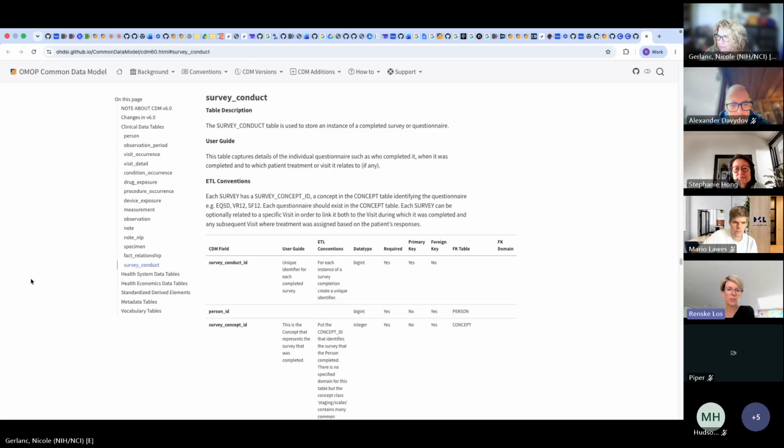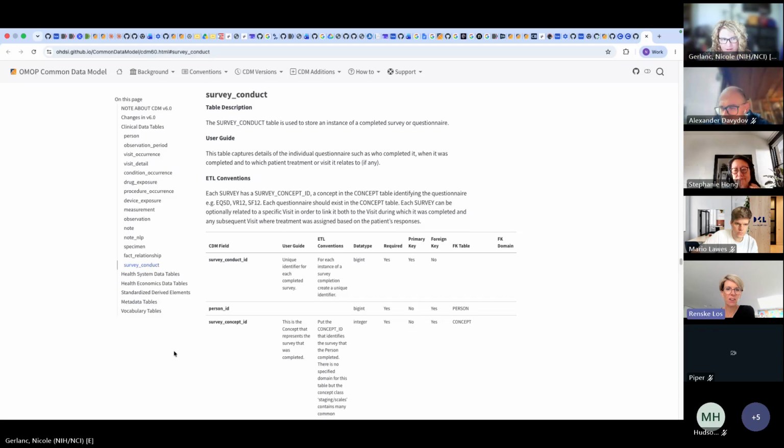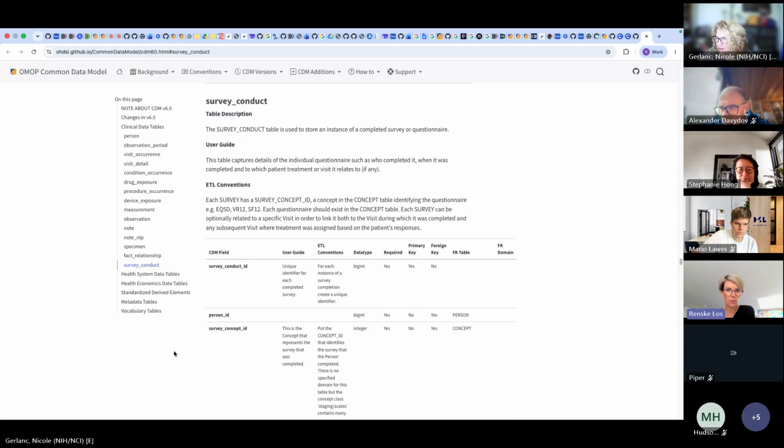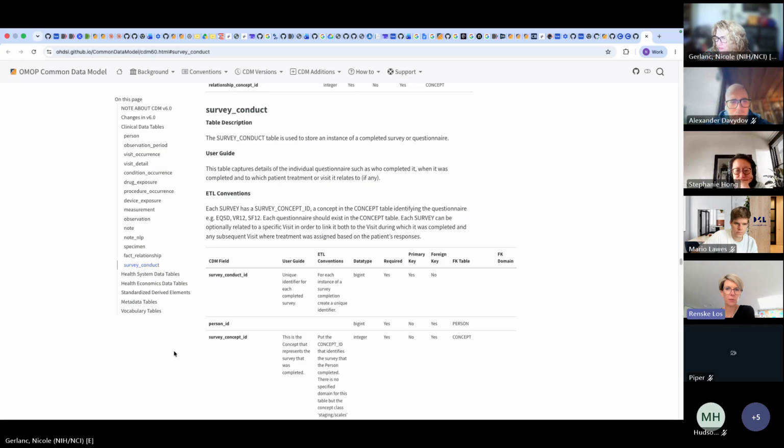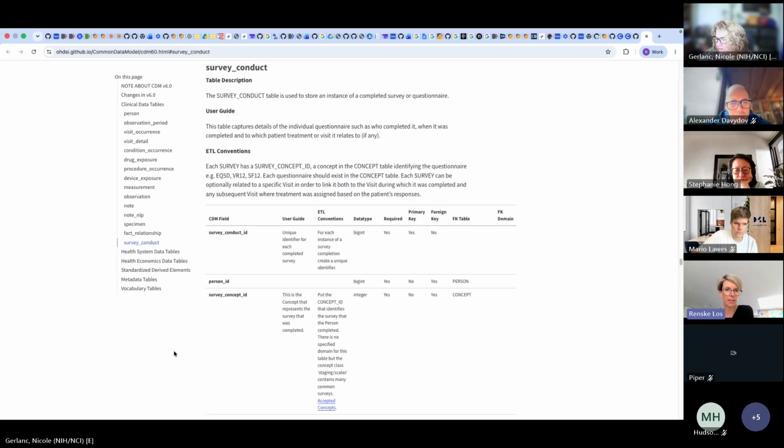The link I posted is to the actual survey conduct, and the one that you were showing before was the survey table. Okay. So is survey conduct kind of what it evolved to? Was that just an earlier iteration in the issue? Well, I think the survey conduct, what it says here, is used to store an instance of a completed survey or questionnaire. And I thought the survey table was like the metadata table.